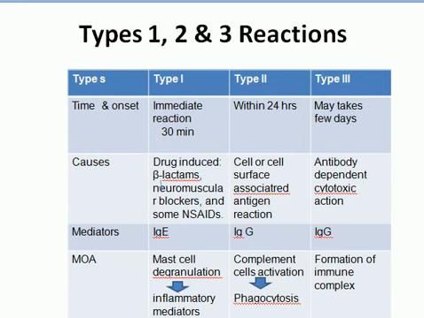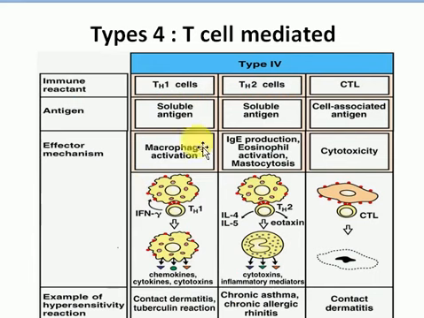Coming to the last category, type 4, which is cell mediated, and here the type of cell is a T cell. The T cells are again of various types, like T helper cell 1, T helper cell 2 and cytotoxic T lymphocytes. The antigens are basically soluble antigens, whereas for cytotoxic T lymphocytes it is a cell associated antigen.